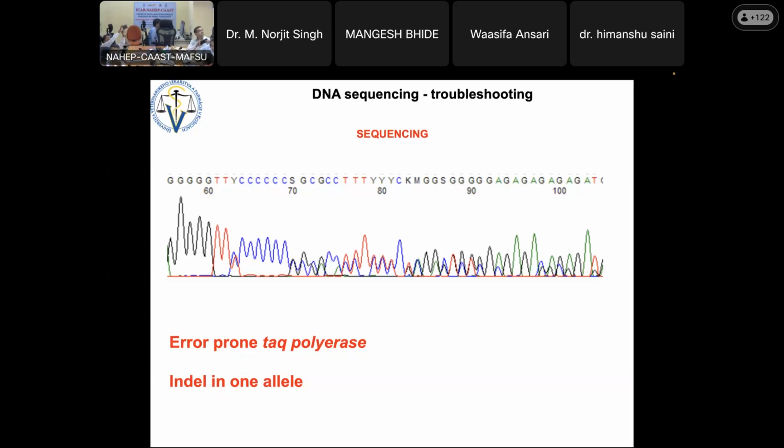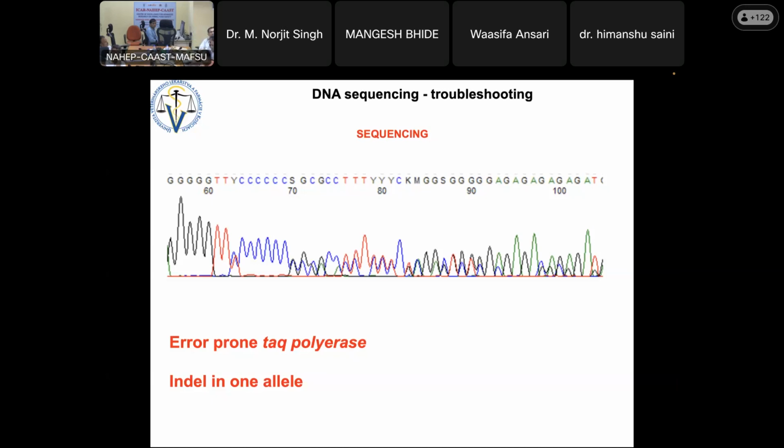Okay, so in this example either you have used an error-prone polymerase, not Taq polymerase, or that Taq polymerase is not good. Whenever you are purchasing Taq polymerase, you have to check its error capacity, or the error rate of that polymerase.